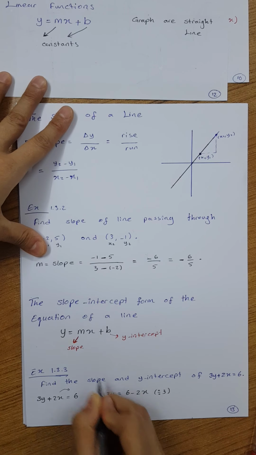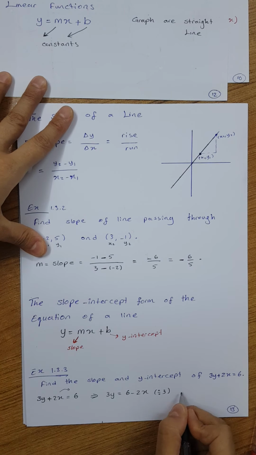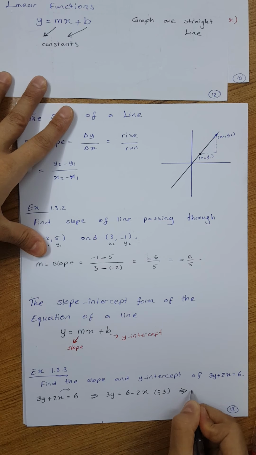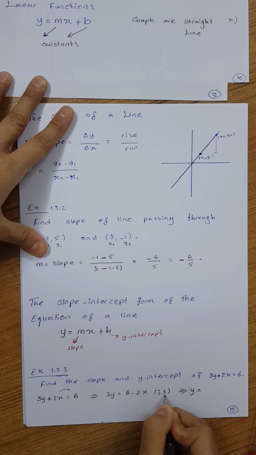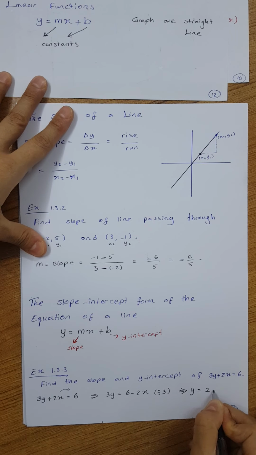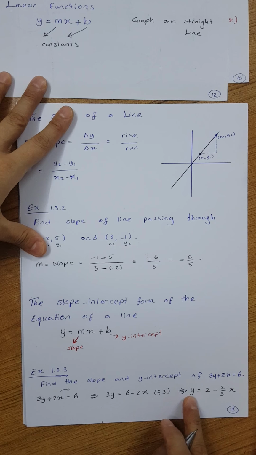To get rid of that 3 and leave y alone, because here in the equation we have got y alone. So y is equal to what? This 3 cancels this 3. 6 over 3 is equal to 2 minus 2 over 3 multiplied to x. If you look at this one, y is alone and everything else is on the other side.